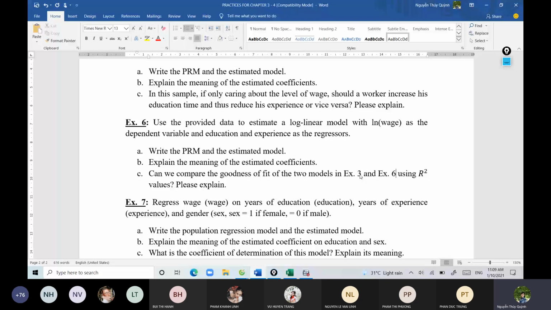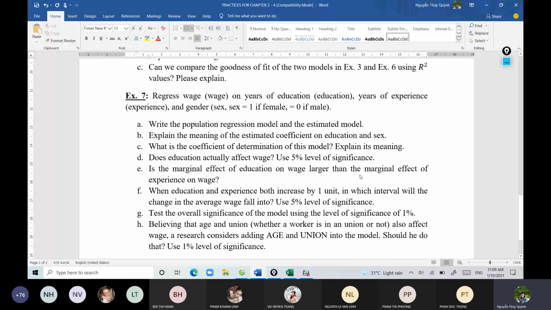We have one more exercise here. This one is all about testing in exercise in chapter 4. Okay, so for exercise 7, we regress wage on years of education, experience, and sex. Now, here in Stata, we have to regress wage on education, experience, and sex.